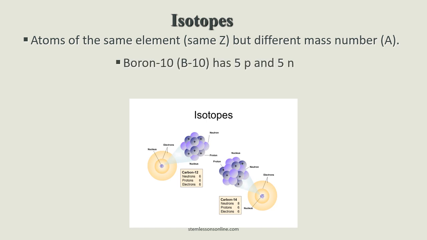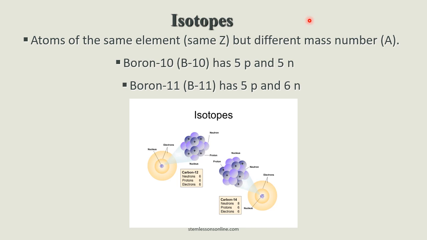For example, boron has two isotopes. We represent that one as boron-10 and boron-11. So mass number here, mass number here. So abbreviated as B-10, B-11. We use the symbol and the mass number, put a hyphen and put the mass number. That's the way we represent the isotope. Boron-10 has 5 protons and 5 neutrons. How is it different from boron-11? Boron-11 has 5 protons and 6 neutrons.